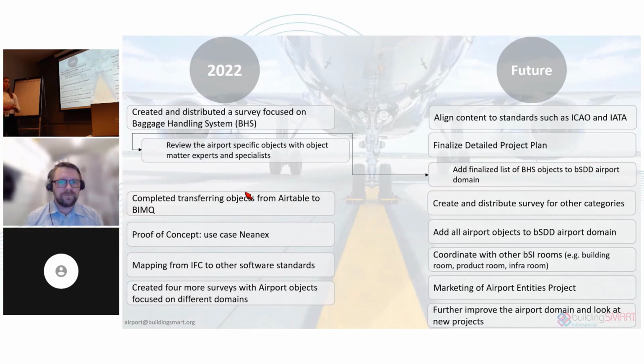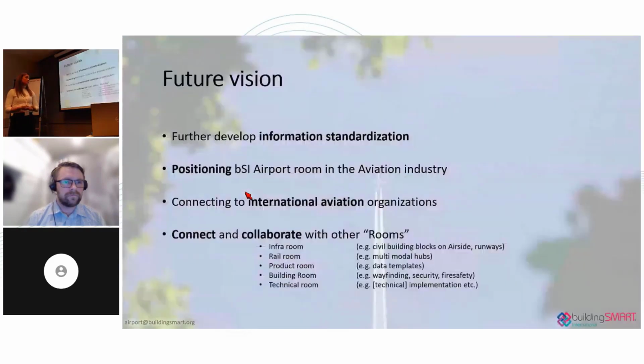And then looking at the future, we also want to align with other aviation standards like ICAO and IATA. We still have to finish a detailed project plan. I'm not going to read all of it, but you can see it here. And I think the most important one is the surveys for now, and adding all of the airport objects to the BSDD so that it's accessible for everyone. And of course, coordinate with the other rooms about the entities that have overlap with them.